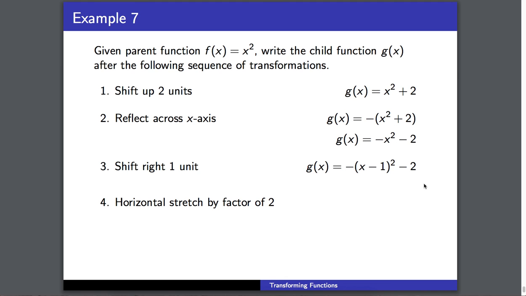And a horizontal stretch by a factor of 2. We saw this in the last example. We're just going to multiply our input by 1/2. So we have negative in parentheses, the expression 1/2 x minus 1 all being squared, and then followed by a minus 2. So we're just building the function now based on the steps that we had to take.